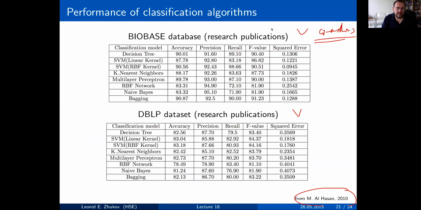Research publications. What they did is they used a large set of features, those we have seen, and they tried different classifiers. Usually you look at, say, accuracy or F value. You can look at squared error, whatever you want. If you look at F value, the best is bagging. I don't remember which algorithm they used to do the bagging, the bootstrap aggregation. It's probably decision trees. But that gives you the best performance. SVM, not bad, but not the best.